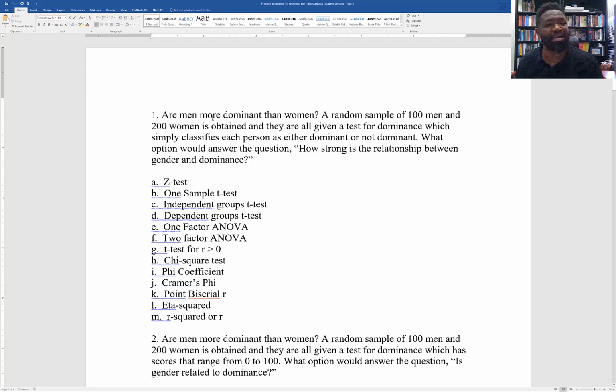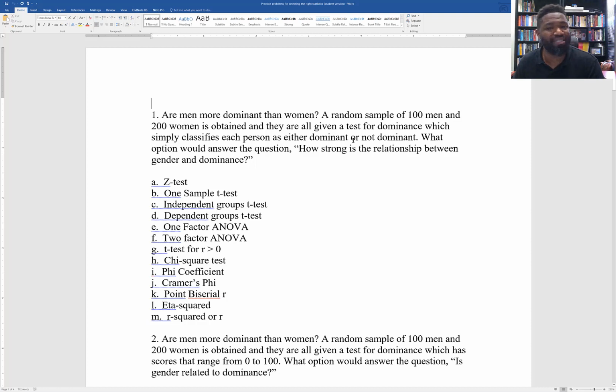This one says, are men more dominant than women? So we went out and we got a random sample of 100 men and 200 women, right? And they're all given a test for dominance, okay? So we have some measure that'll tell you whether someone is either dominant or not dominant, okay? So one of these things is our IV. Which one is it? Gender, right? Because people are male or female, and we're interested in whether they end up being dominant or not dominant.